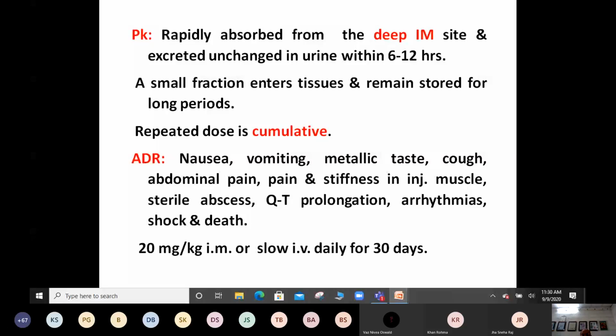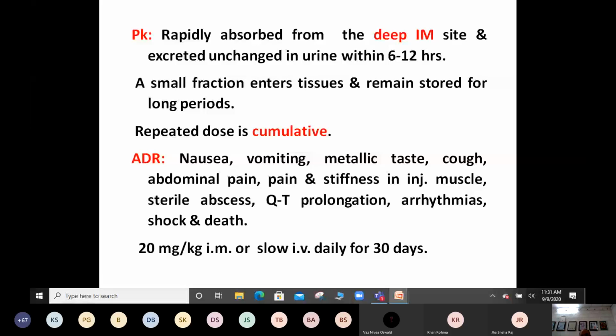Why is it slow intravenous? Because it causes arrhythmias. It causes QT prolongation on ECG. It is causing cardiogenic shock. So you have to monitor the cardiac function and inject slowly intravenously. And it is given for 30 days. That's why I said, first of all, the drug is toxic, and you have to give it for a longer period of time. So you can give it only to confirmed cases of leishmaniasis.